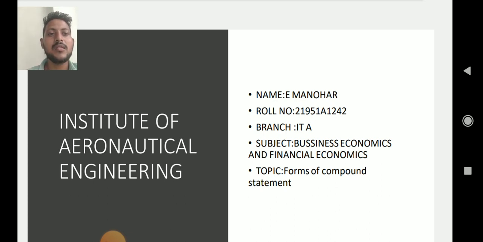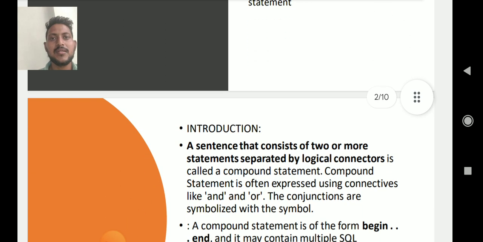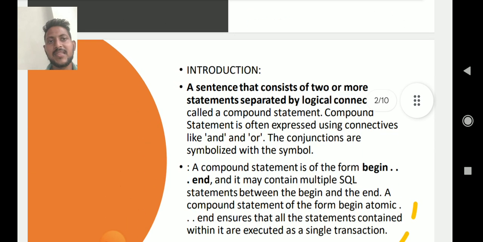Topic: forms of compound statement. Introduction. A sentence that consists of two or more statements separated by a logical connector is called a compound statement. A compound statement is often expressed using connectives like "and" and "or". The conjunction is symbolized with the symbol.